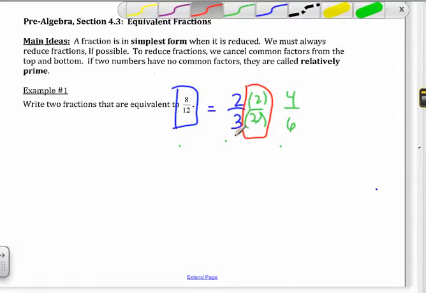So I'm multiplying this fraction by 1. I'm changing the way it looks, right? But it's still the same. Anytime I multiply a number by 1, it's still the same, right? The multiplicative identity is 1. So I'm multiplying by 1. It looks different, but it's still the same.